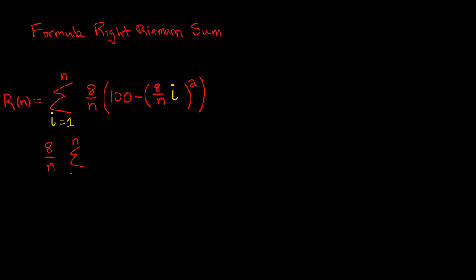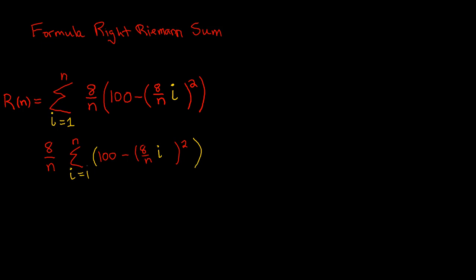So that's a legal algebraic move right there. And then, let's see, what's left? What's left is I have a 100, and then I have a minus 8 over n times i squared. And I'm going to reserve the color yellow for the i's. Okay, so I have that. And now I probably should put parentheses there, just to be clear.